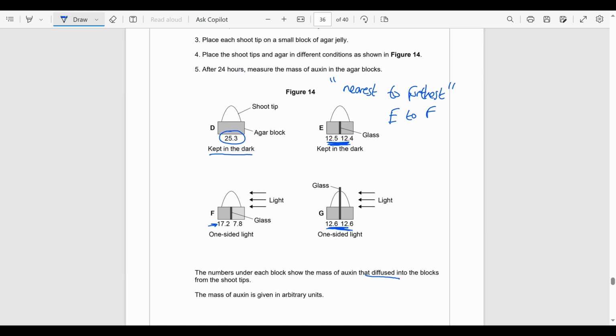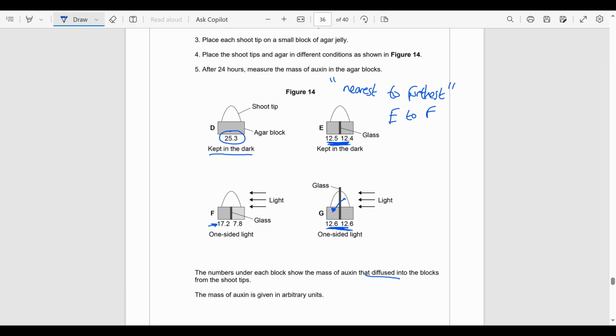Well, G has light on one side, but the glass is completely blocking the agar and the tip of the shoot. So maybe this G can actually support this as well, because it might suggest that the auxin, because the auxin is present in the shoot tip, is not able to diffuse to this side here because the glass is blocking it from happening. So I think we can use E, F, and G to support this hypothesis now.